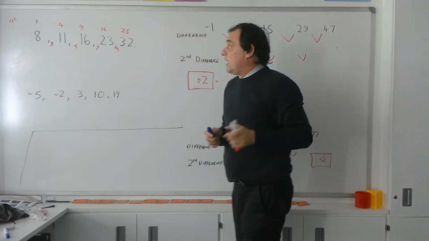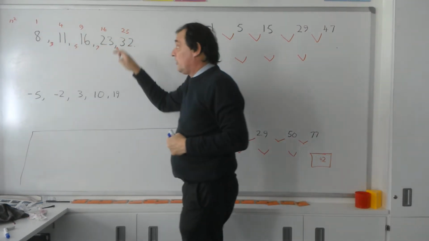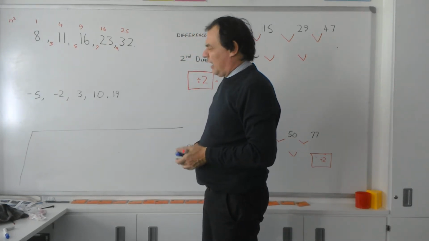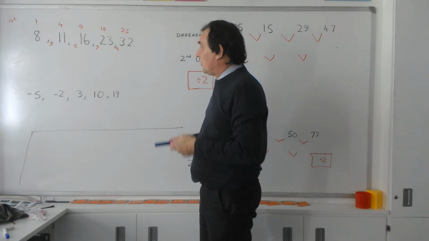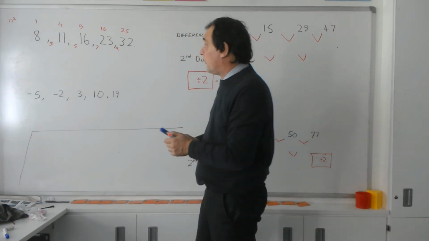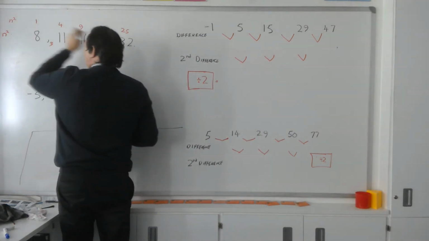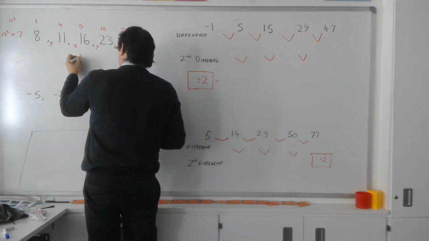Now, I'm going to have a look to see if there's a link between my squared numbers and the sequence I've got. So, 1 to 8, I add 7. 4 to 11, I'm adding 7. 9 to 16, that works very well. So, the sequence then would be n squared, which is my square numbers, plus 7. Okay, so the answer is n squared plus 7.